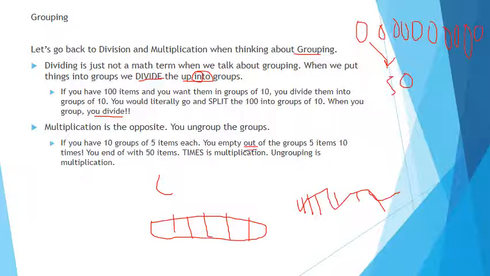The key term here is actually "out," which is the opposite of "in." And actually "to" is the opposite of "of." It's interesting how we speak math, and the math that we speak actually tells us what dividing and multiplication do in terms of groups. Times is multiplication, so when I say empty out of the groups 5 items 10 times, that's multiplication. So ungrouping is multiplication, and I'll be using this a lot.